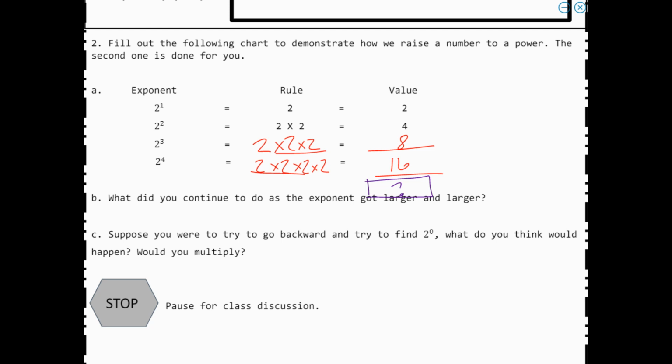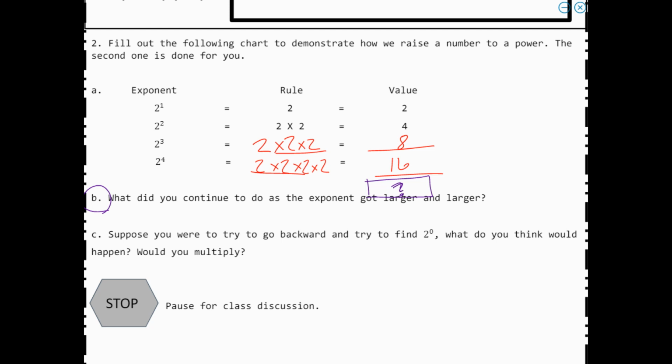So answer question B here. What did you continue to do as the exponent got larger and larger? You multiplied by the same number. In this case, I multiplied by 2 every time, right? So as my exponent got larger, did your values also get larger? Yes. Most definitely.